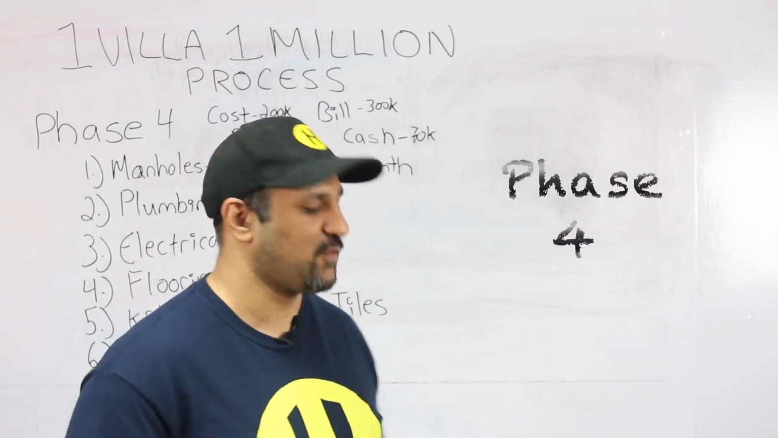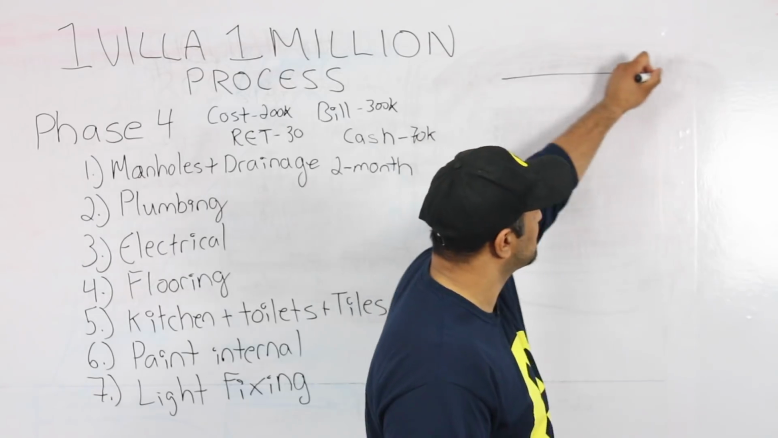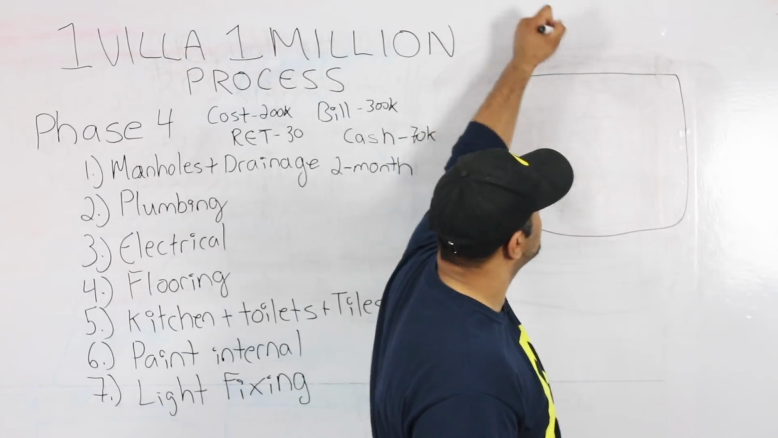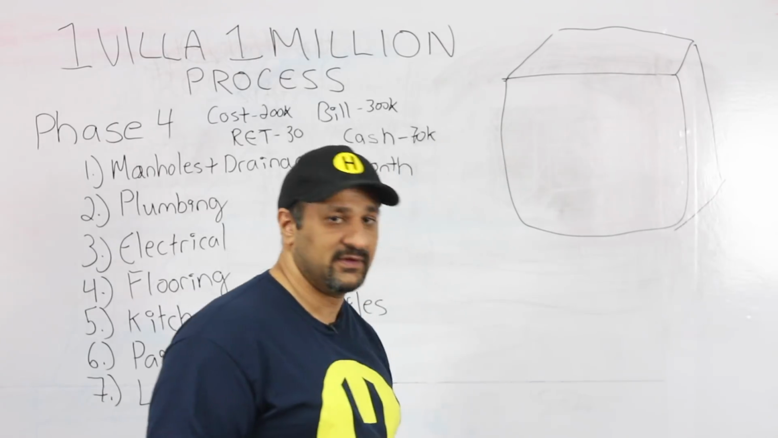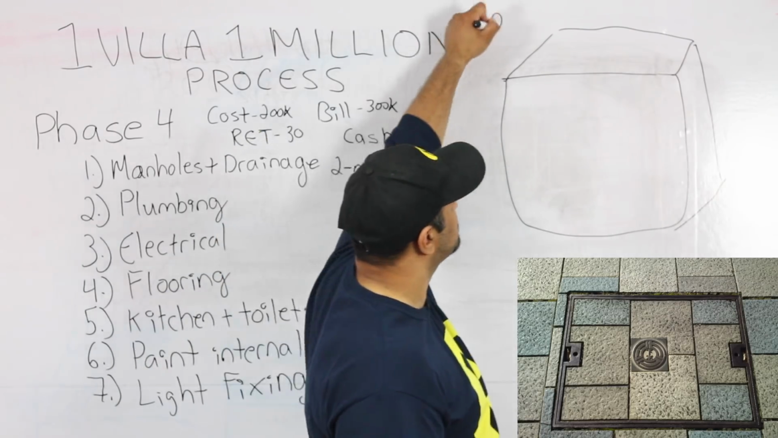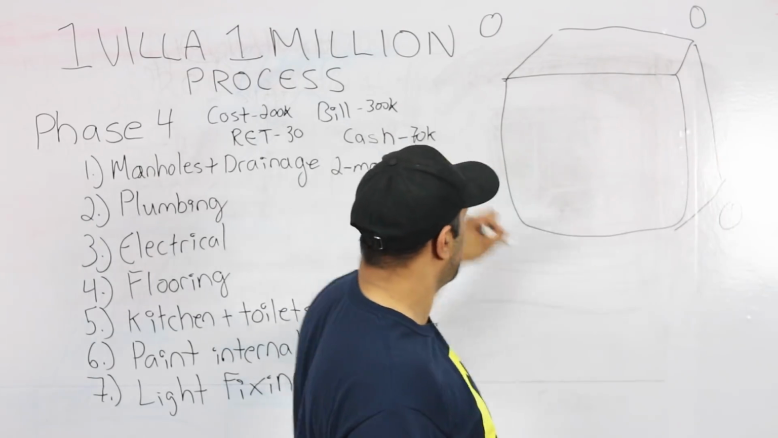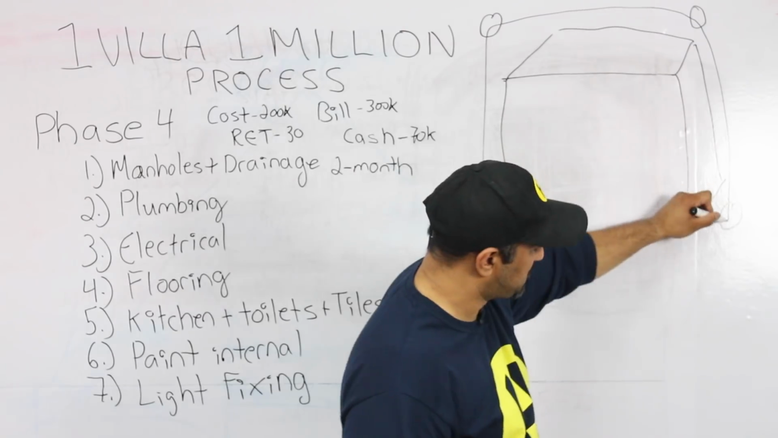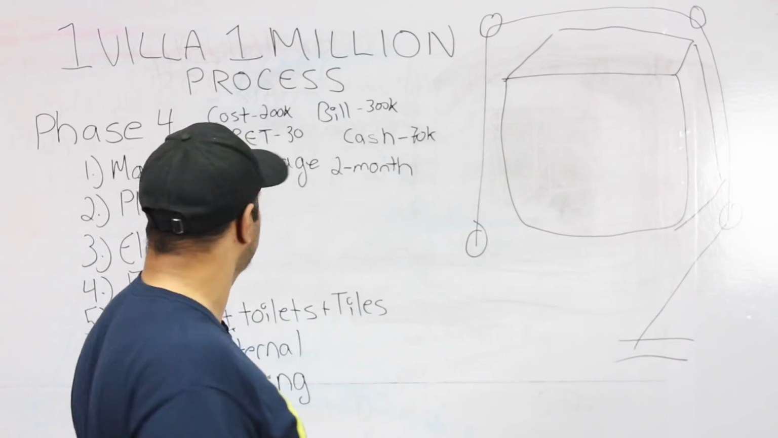Okay, now we're in phase 4. So I'm just going to quickly draw this out for you again. In phase 4, basically, goes kind of like this. This is the structure. It's almost like a 3D version of the structure. Now, the manholes and drainage, which is the first step, this happens outside the structure. And so it's kind of like right here. Now this connects, and this drains out to the municipality line. Your manholes and drainage is done.